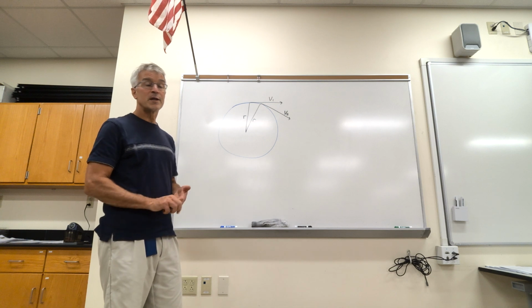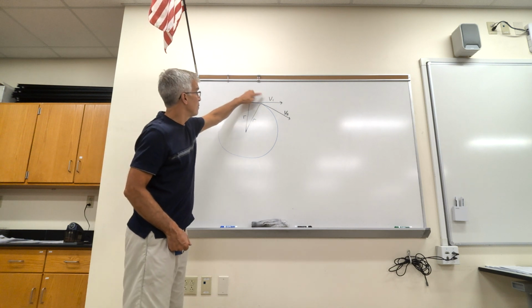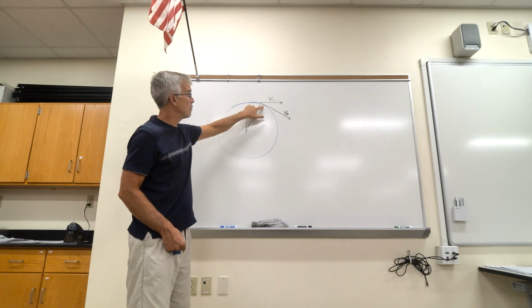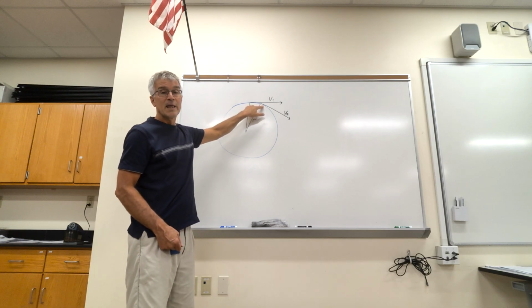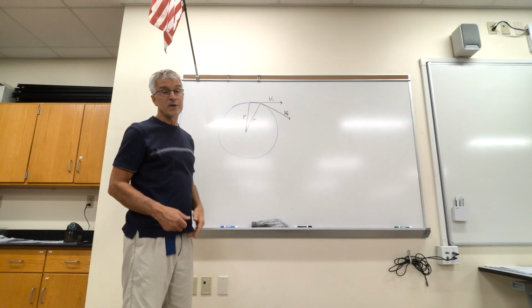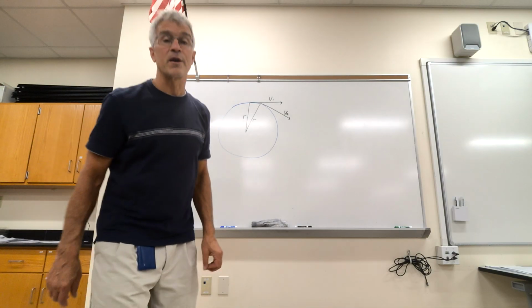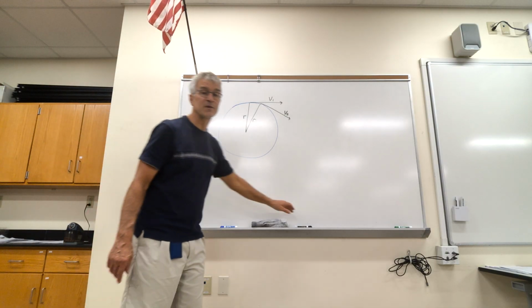So what I did here is I drew V1 at this point at the top of the circle, and then a very short time later I drew V2. Now, the magnitudes of V1 and V2 are the same because the rubber stopper is moving at a constant speed, but the direction is different.